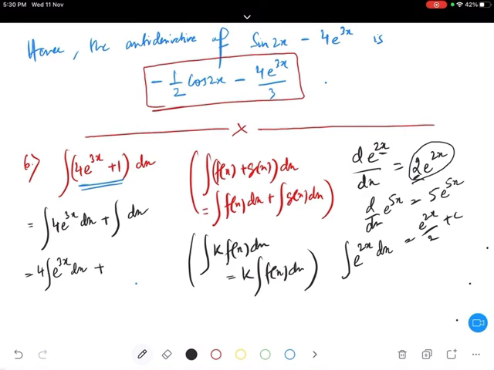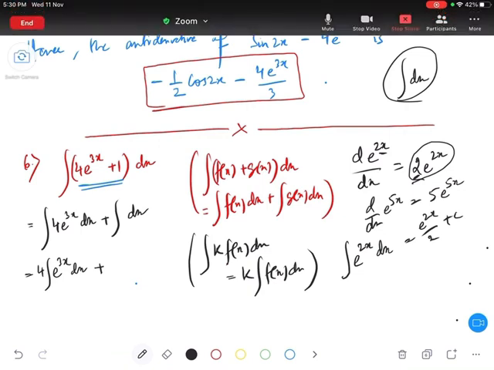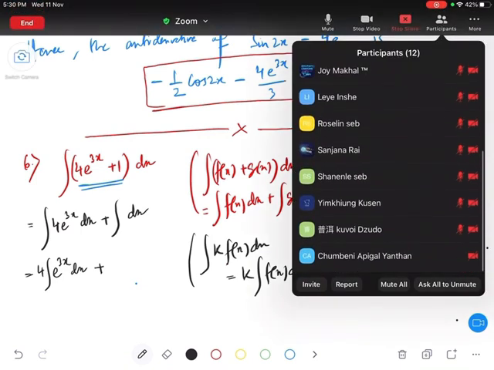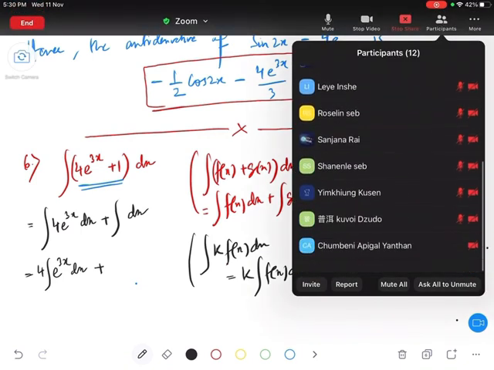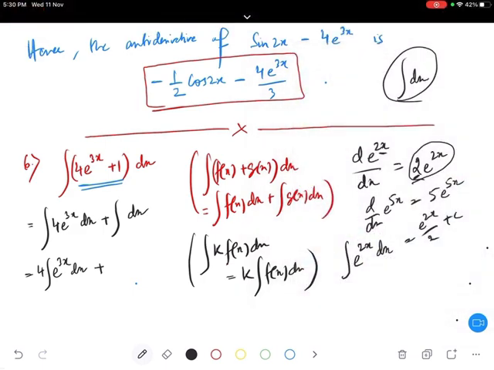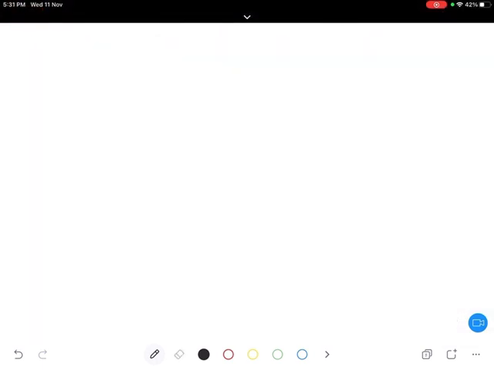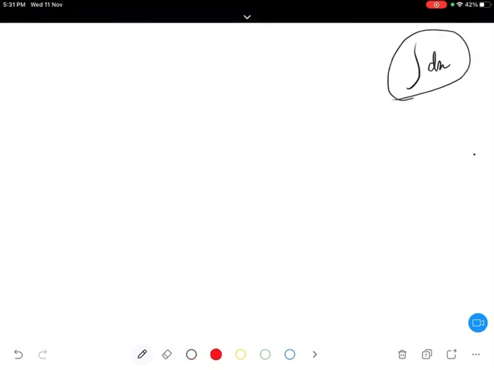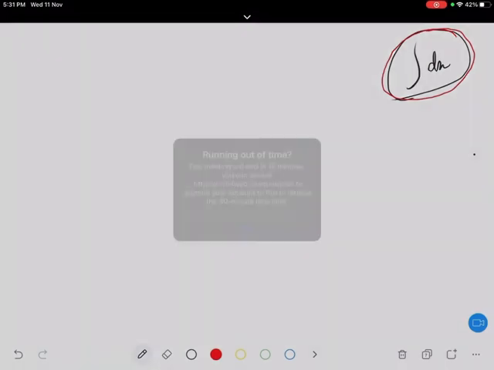Now what is integration of 1? Let's see who can tell me. Integration of 1, think and answer. What is integration of 1? Come on, I want this answer from you guys. Come on, guess and tell me. What is integration of 1?